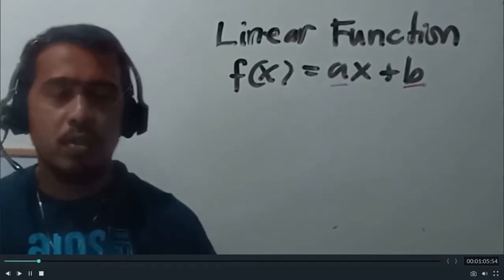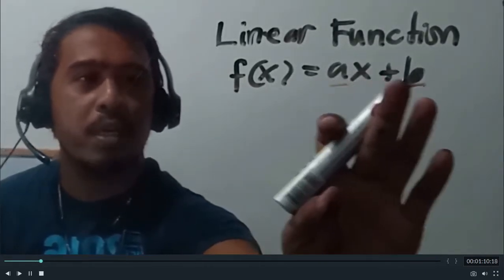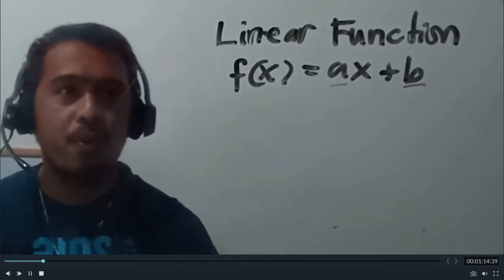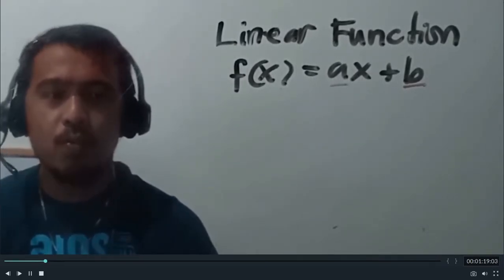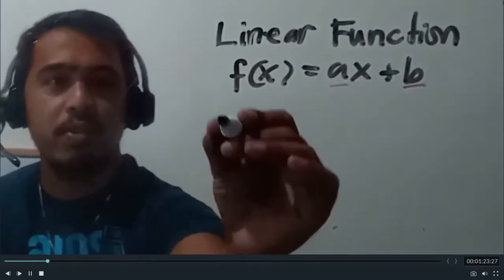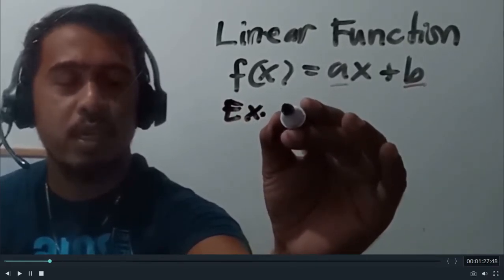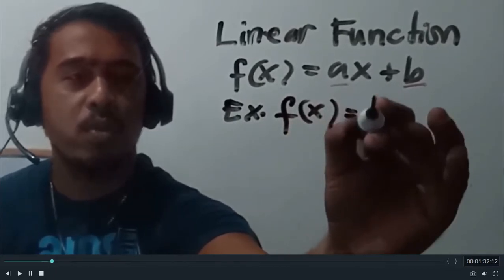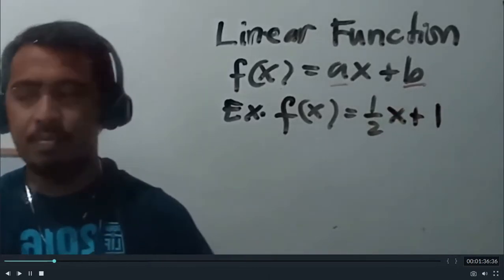And if we focus here, it is just the y equal to mx plus b. This is the slope-intercept form. So if you are given the slope-intercept form, we can easily graph the function. How? Okay, let us consider an example. Example: find or sketch the graph of the function f of x equal to 1/2 x plus 1.